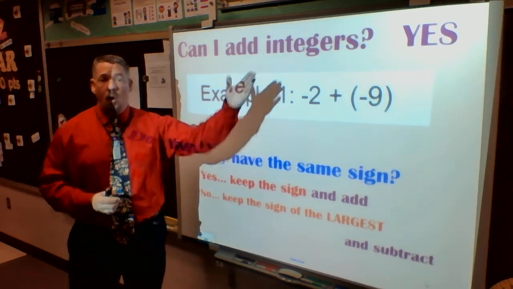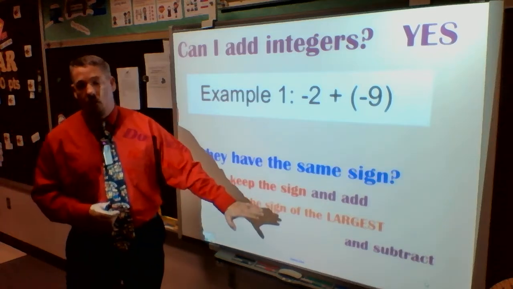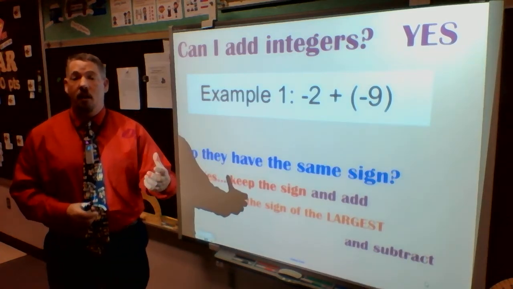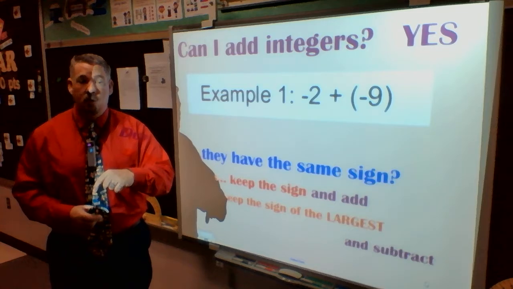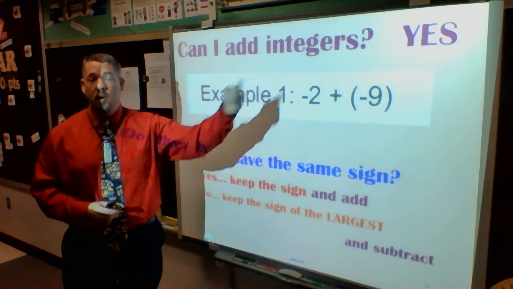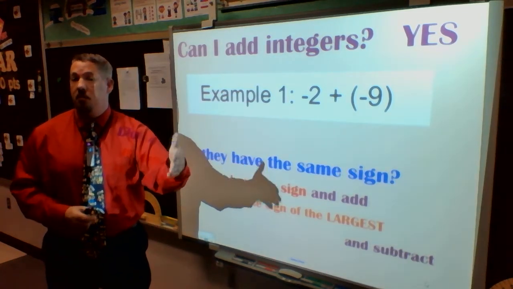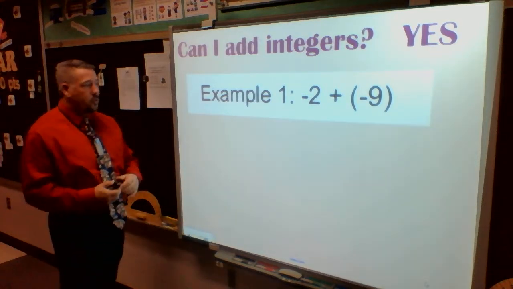When they're not the same sign, then I look for the largest digit, I keep that sign, then I do subtraction, even though I'm talking about addition, because opposite signs tell me that I end up subtracting. So let's look through a couple of these.